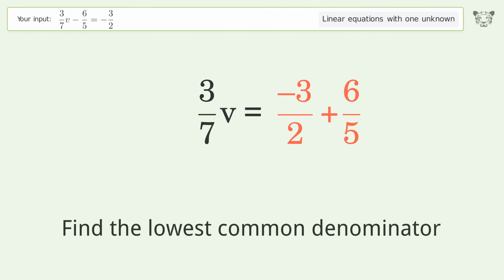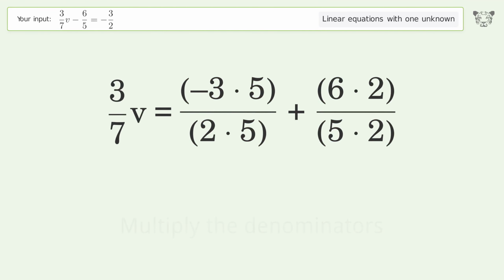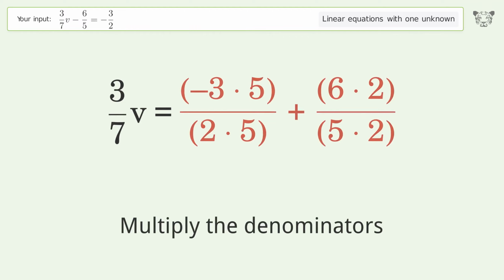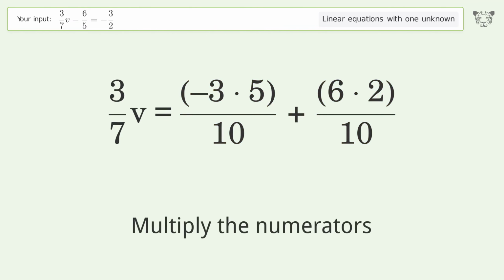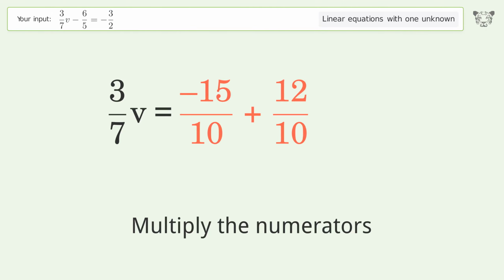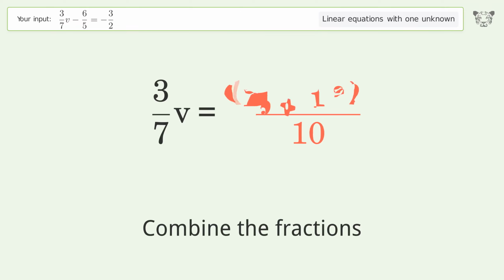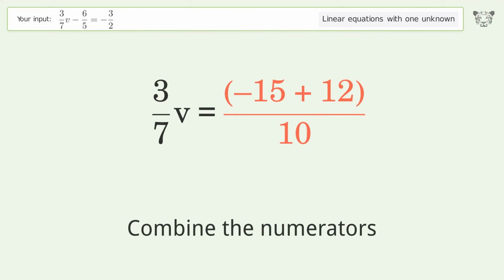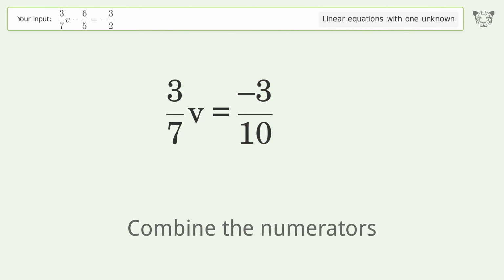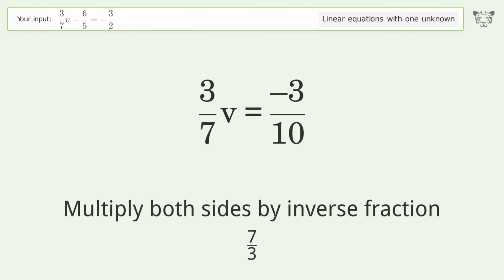Find the lowest common denominator. Multiply the denominators. Multiply the numerators. Combine the fractions. Combine the numerators. Isolate the L. Multiply both sides by inverse fraction 7/3.